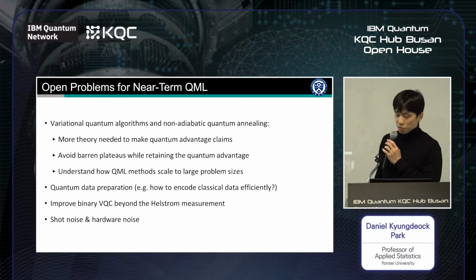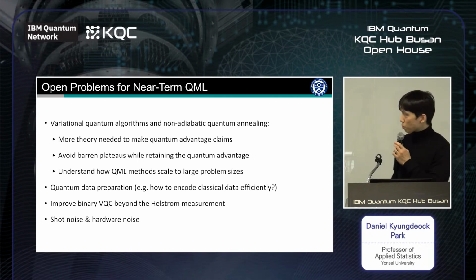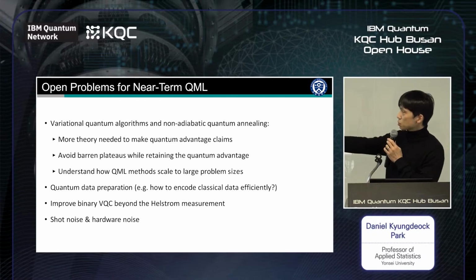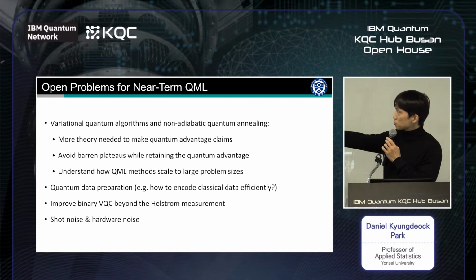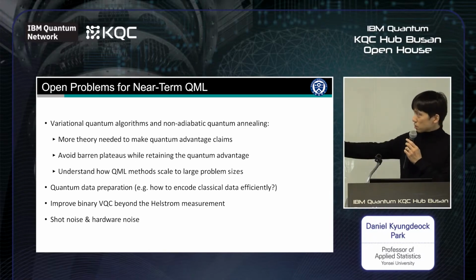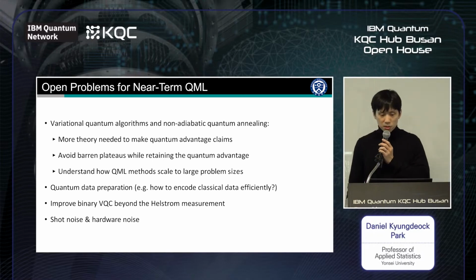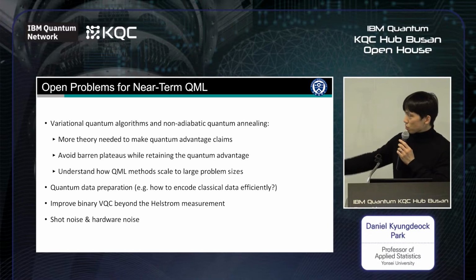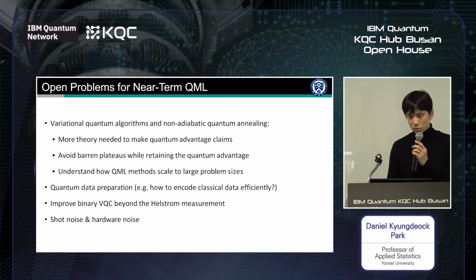And as I've already indicated through this analysis with the Helstrom bound, quantum data preparation is a very important topic. For example, how to encode classical data efficiently as a quantum state. This is really, really important. I've also mentioned improving binary classification beyond the Helstrom measurement. And finally, as all of you know very well, we need to take care of shot noise and hardware noise.